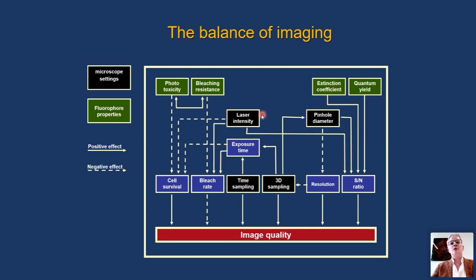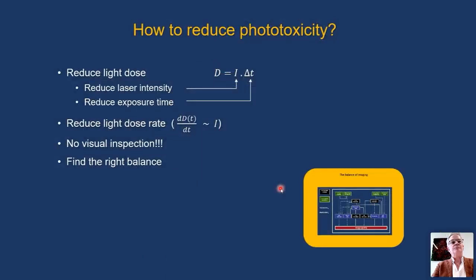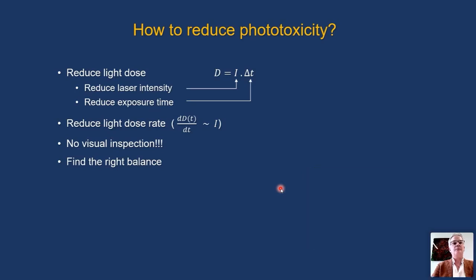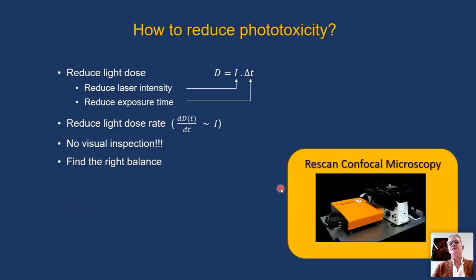And there are only 4 knobs, 4 tuning points. In the standard confocal microscope, I can tune the pinhole diameter, the laser, time sampling, and 3D sampling. And now it is the art to find the right balance between all of them. I will come back to this later. That is finding the right balance between all the settings.